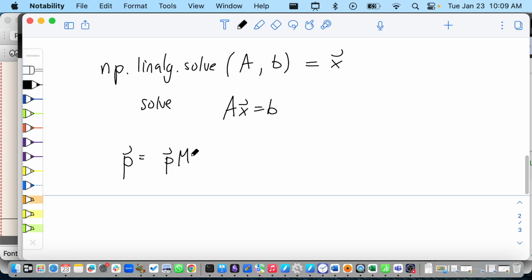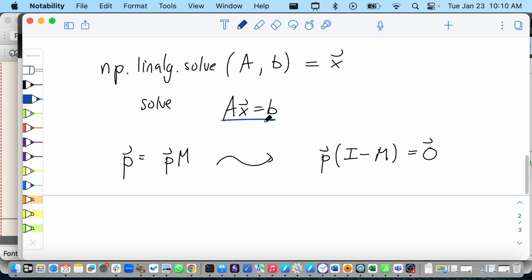And to make it look like an ax equals b, I move it all to the other side of the equation. You get p times I minus m equals 0. So p times itself is p times the identity matrix. So you end up with this identity matrix minus m equals 0. That almost looks like what we want, ax equals b. But the p is on the wrong side.